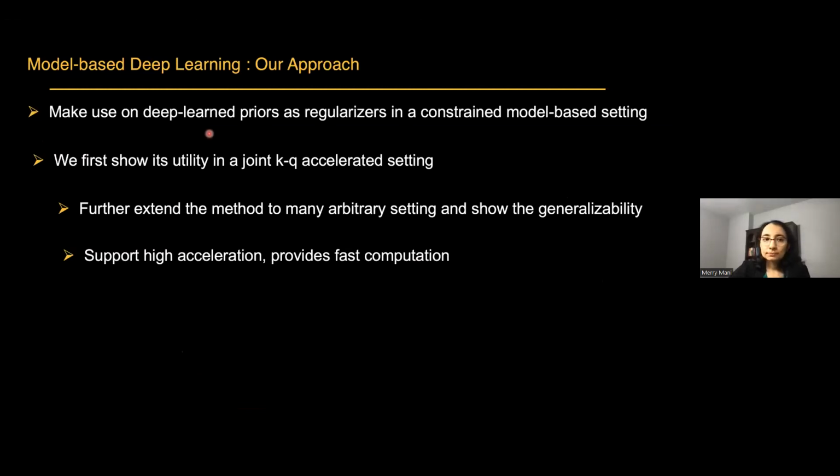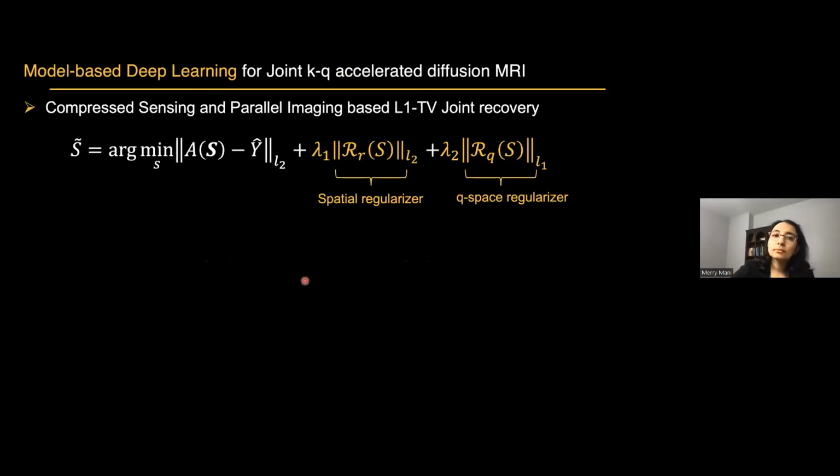So that's the goal. Our approach is to make use of the deep learned priors as a constraint in our model-based reconstruction. In the coming slides, I will show how we can make use of this concept to accelerate the joint KQ space of diffusion MRI, and then I will also talk about the generalizability of this method to various arbitrary settings, and also how we can achieve very high acceleration and fast computation. So for that, let's look at the problem of the joint KQ acceleration.